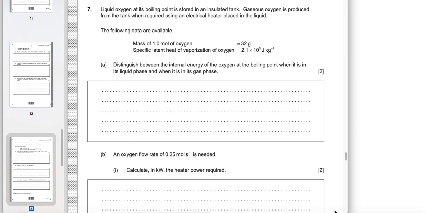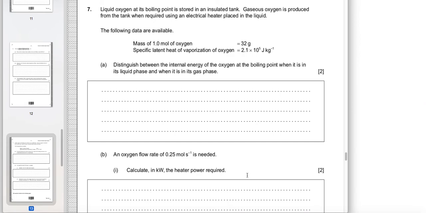Internal energy is the sum of potential and kinetic energies of all particles. Kinetic energy is the same, because at the boiling point the liquid and gas phase have the same temperature, but there is a different potential energy. In the case of the gas, we have a bigger distance between molecules, so the energy is bigger, so the internal energy of the gas is bigger. An oxygen flow rate of 0.25 moles per second is needed. Calculate in kilowatts the heater power required.